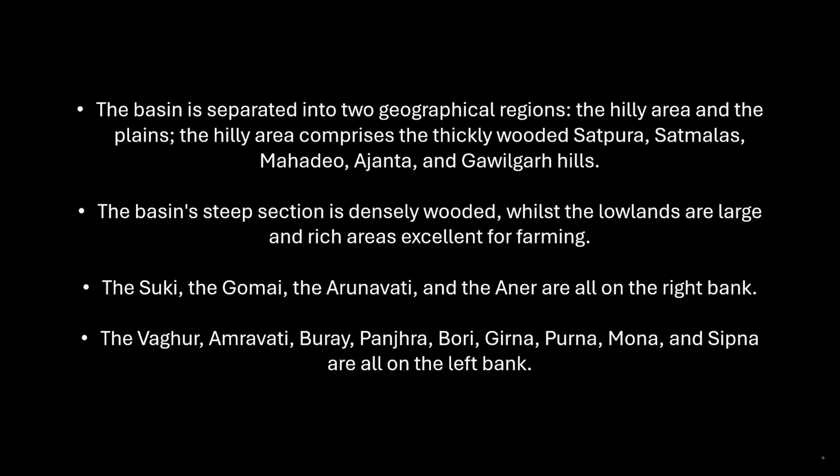The basin is separated into two geographical regions, the hilly area and the plains. The hilly area comprises the thickly wooded Satpura, Satmelas, Mahadeo, Ajanta, and Gawilgar hills. The basin's steep section is densely wooded, whilst the lowlands are large and rich areas excellent for farming. The Suki, the Gomai, the Aranavati, and the Annar are all on the right bank. The Vagar, Amravati, Burai, Panjra, Bori, Gurna, Purna, Mona, and Sipna are all on the left bank.